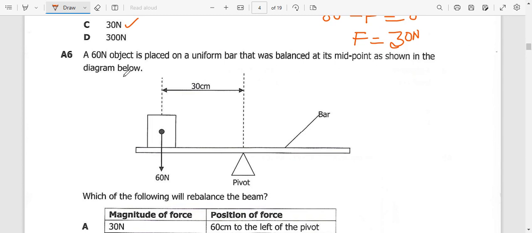Let's consider question 6. A 60 Newton object is placed on a uniform bar that was balanced at its midpoint. So this is the midpoint as shown in the diagram. Meaning that if this is the midpoint, let's say this is a ruler, it is 100 centimeters, coming from 0 centimeters. If this is the midpoint, then what will be this point? It's going to be 50 centimeters.